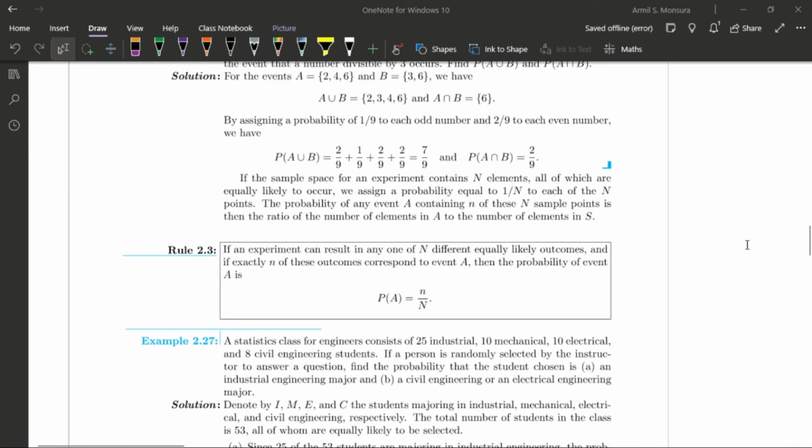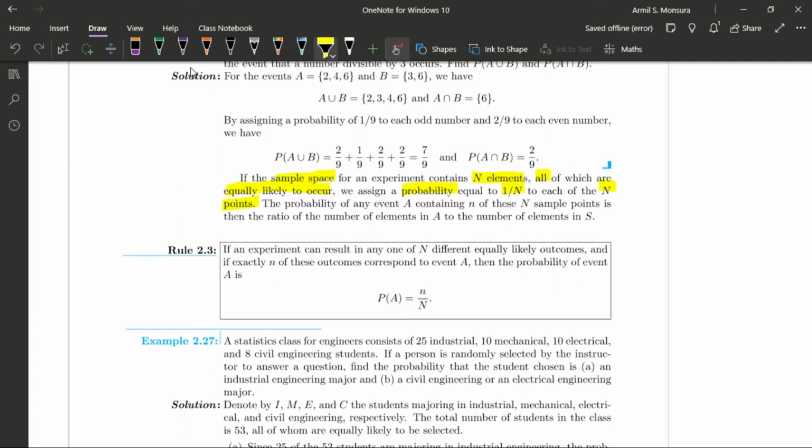Now, let's talk about the scenario where you would have a sample space having n elements, all of which are equally likely to occur. So, equal probability scenario tayo. Okay? Now, what do we do with that? Kung meron kayong sample space na ganyan yung scenario, na merong n elements, then we simply assign a probability equal to 1 over n to each of the n points.